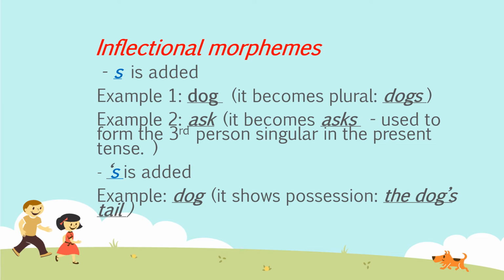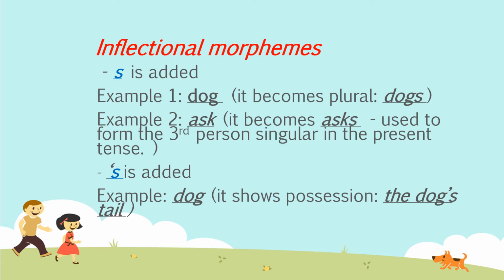Word meaning can also be changed by inflectional morphemes. Consider how meaning changes when s is added to dog. It becomes plural, dogs. How does meaning change when we add apostrophe s to dog? It shows possession, right? Example, the dog's tail.